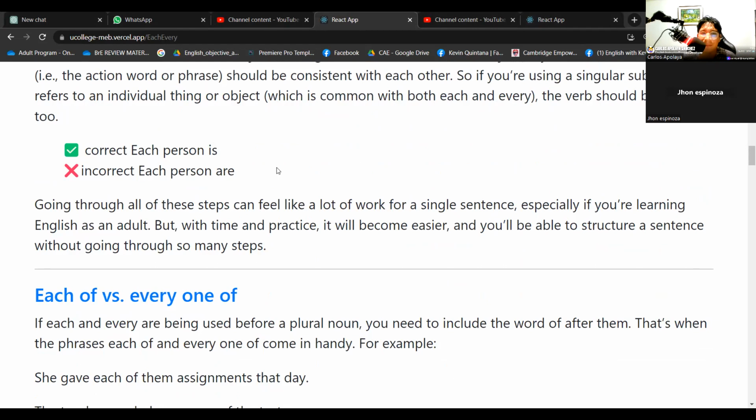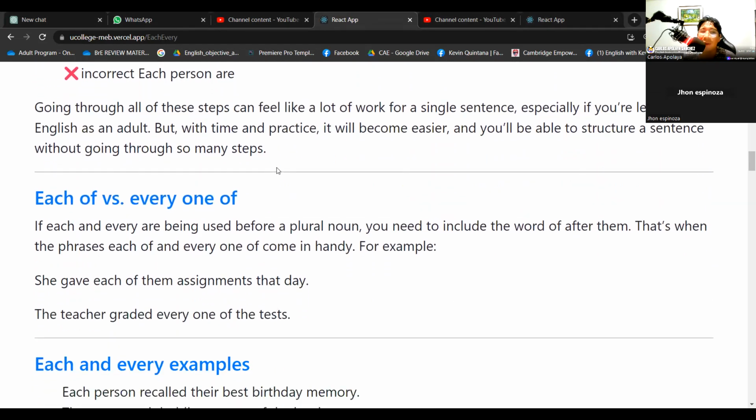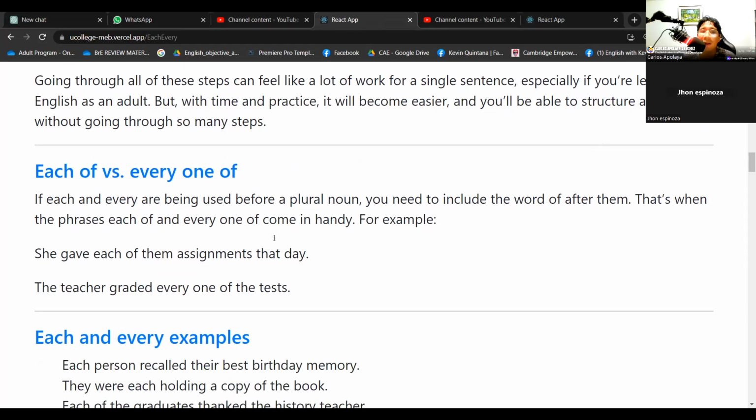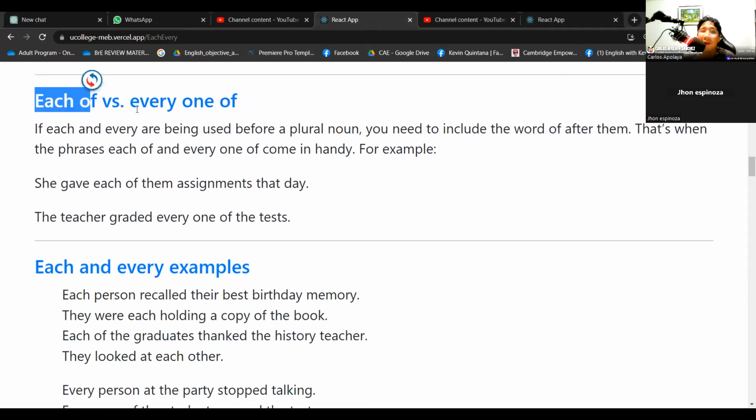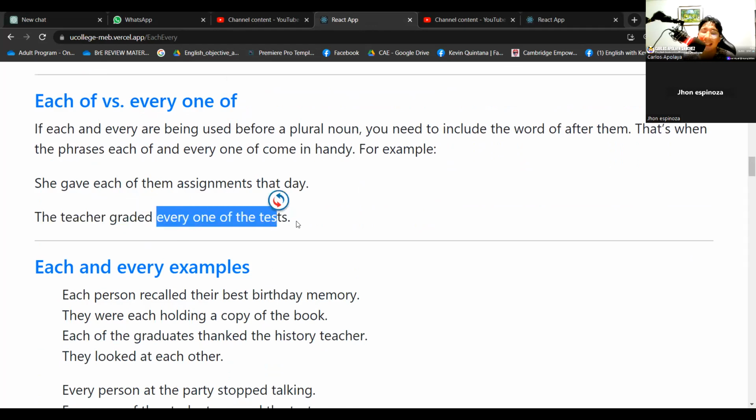You got it? Okay. But what happens if you want to use the plural? If you want to use the plural, you need to use each of or every one of. Okay, each of or every one of. For example, she gave each of them assignments that day. The teacher graded every one of the tests, in plural. Did you understand? No. Can you explain again?